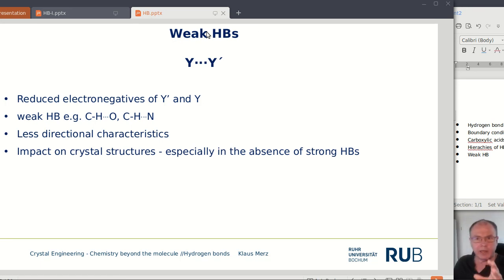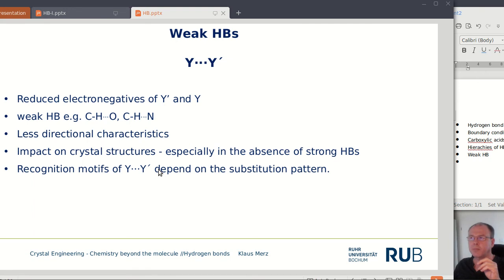such weak hydrogen bonds could have a dominating impact on crystal structure, mostly if strong hydrogen bonds are not present in the crystal structure. In this case, such a weak hydrogen bond could have a dominating impact. No?